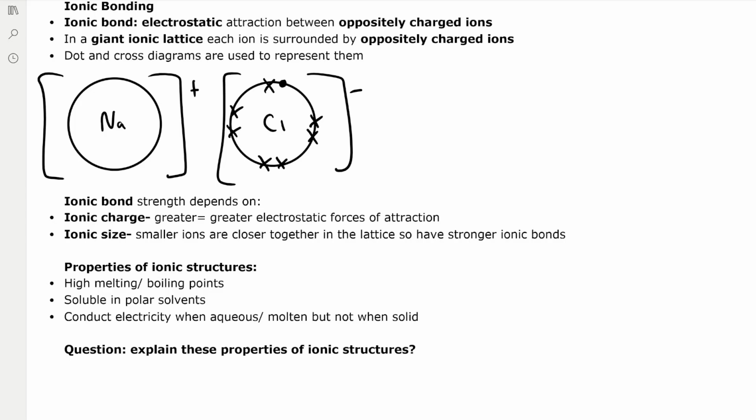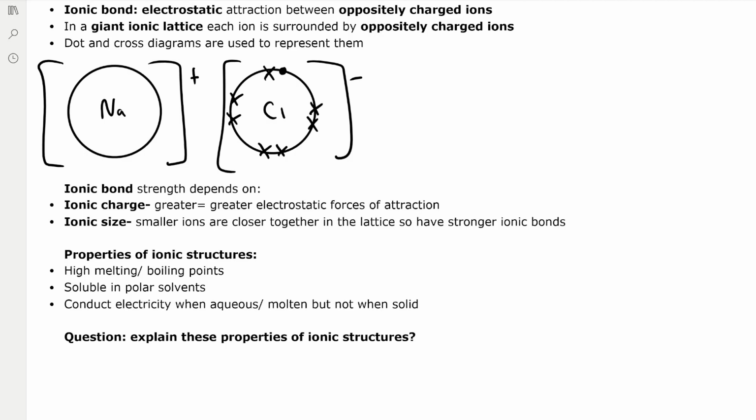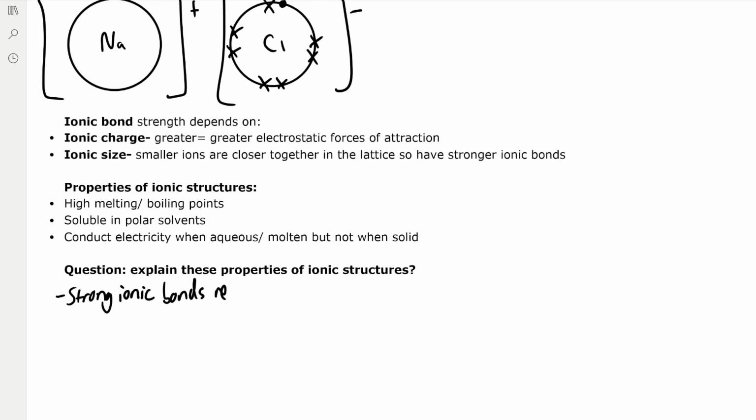I've got a question asking us to explain the properties of ionic structures. The high melting/boiling point is due to the strong ionic bonds, which require a lot of energy to overcome. And they're soluble in polar solvents because the ions can be surrounded by the polar solvent, for example, water molecules. Because the ions are charged, they can interact with the polar molecules, and the ions can become pulled apart by the polar solvent, so they enter an aqueous solution.